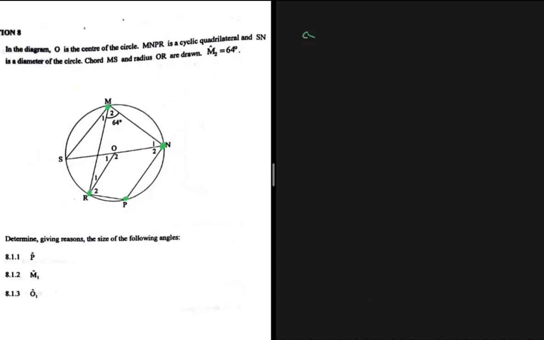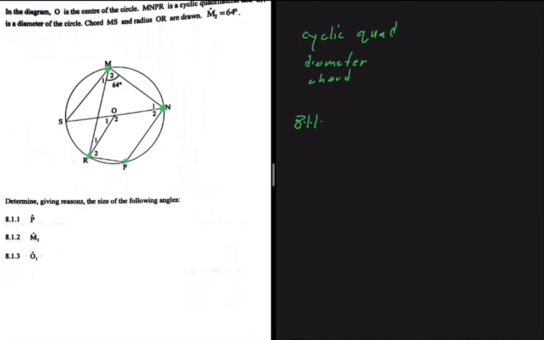We know that we can use the properties of a cyclic quad, right? And then what else do we have? We have diameter. We know that it subtends an angle of 90 degrees on the circumference of the circle. And then we have chord, right? Equal chords subtend equal angles, and so on. And then we are told that M2 is equal to 64 degrees. I think now we can answer our question. 8.1.1 says let's determine, giving reasons, the size of the following angles.